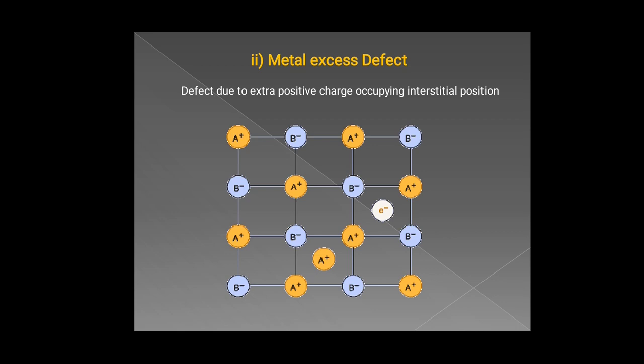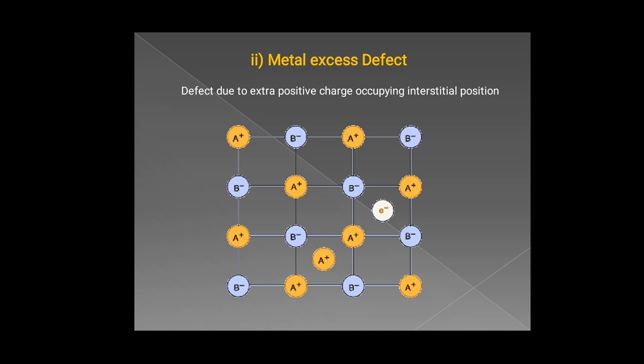Next is the metal excess defect. As the name suggests, that is a defect due to an extra positive charge accompanying the interstitial position. So in the metal excess defect, what happens? All the particles are as they are over there. Just an extra cation and an extra electron is added into the interstitial space. So this is the metal excess defect. There is an extra metal which is added in the interstitial space, which gives it the metal excess defect.